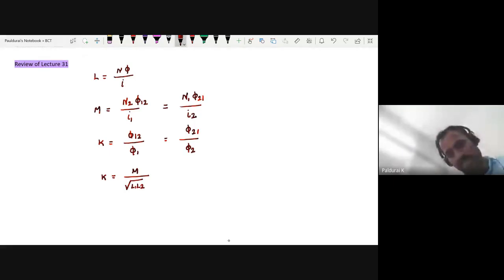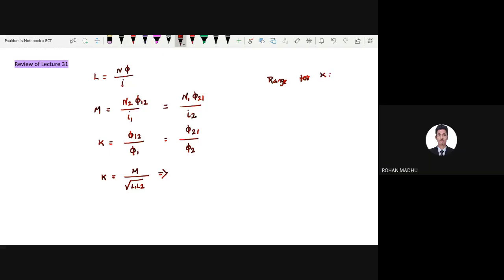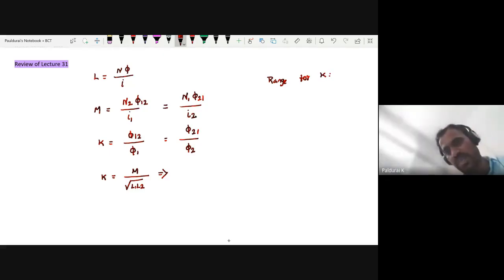From this I want to give you one thing. You know what the range for K is? Can you refer to my last class note? It is 0 to 1. So what is the maximum value for the coefficient of coupling? In terms of percentage, 100. In terms of numerical, it is 1. So the range is 0 to 1.